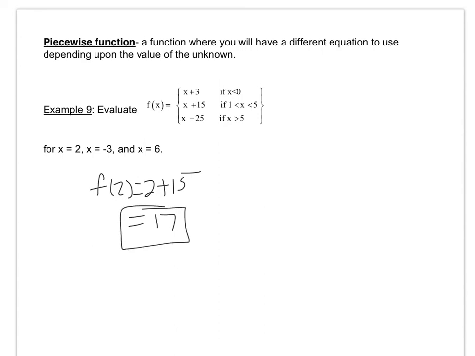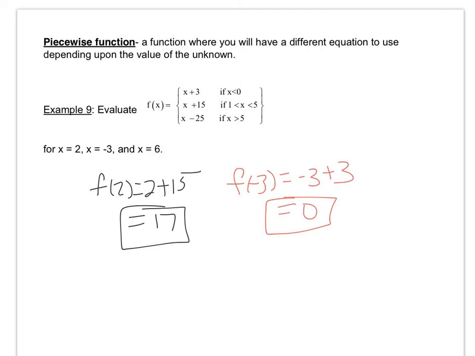So there's 1. Now for the next one, it's negative 3. Well, that's the one that's less than 0. So you go f of negative 3 equals negative 3 plus 3, which is 0. So there's answer 2. One more.